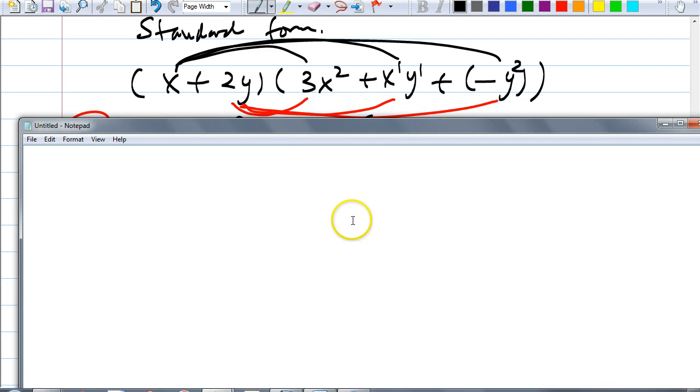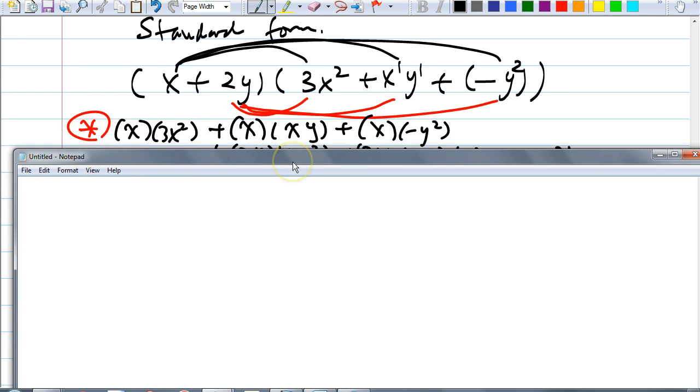It's going to be x times, yes, Jason? x times 3x squared plus x times xy plus x times negative y squared. Good, that's what I got. And what do we get underneath? How about Patty? Plus, right? Everything's addition. Yeah, plus what? Plus 2y times 3x squared, plus 2y times xy, plus 2y times negative y squared.